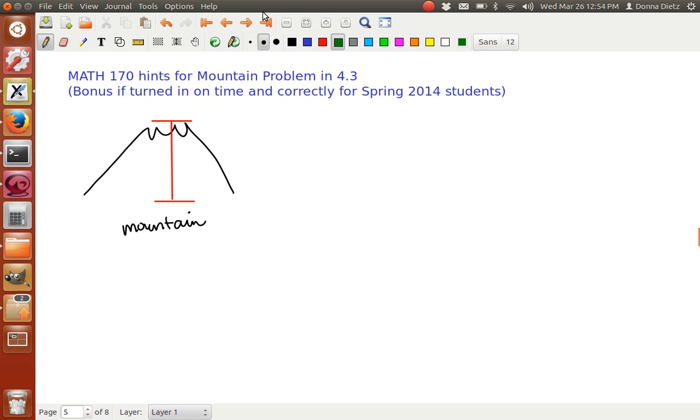So these are hints for the mountain problem in 4.3. And for my spring 2014 students, this is a bonus question, provided it's turned in on time and correctly, worth 1 point. And the question is, how do you find the height of a mountain? Well, you can't actually just measure the distance from the base of the mountain to wherever you're taking your measurements, because there's a mountain in the way.